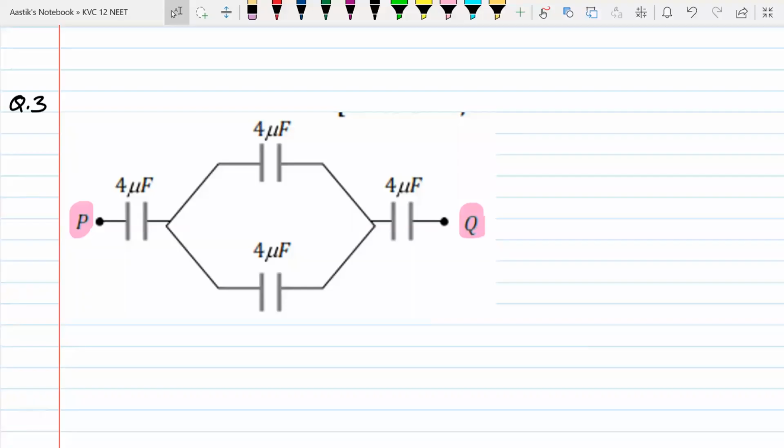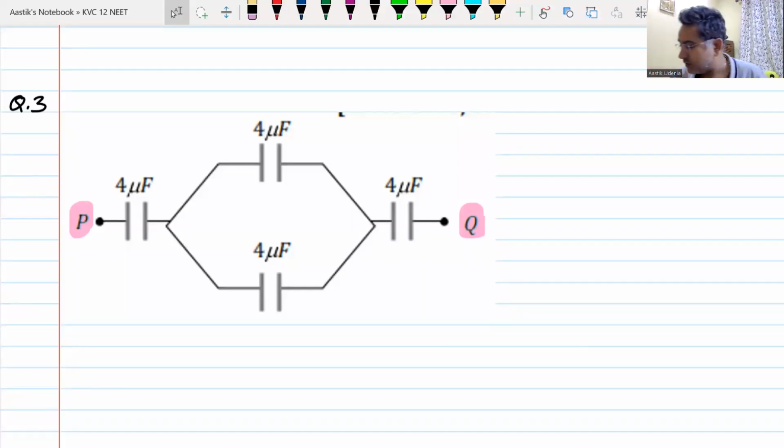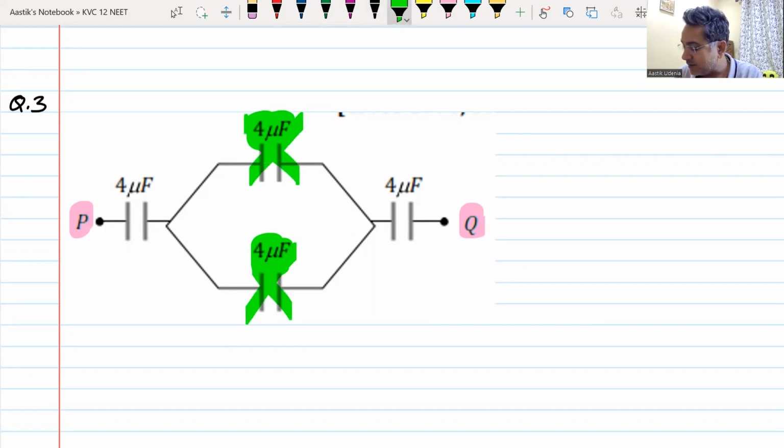So, how are we supposed to solve this question? Can anyone tell me? You can see here straight away, you can see this 4 and this 4, they are in parallel. So 4 plus 4. So what you can do is you can cut them out, take them out, and in place of 4 plus 4, you can put one capacitor of 8 microfarad.